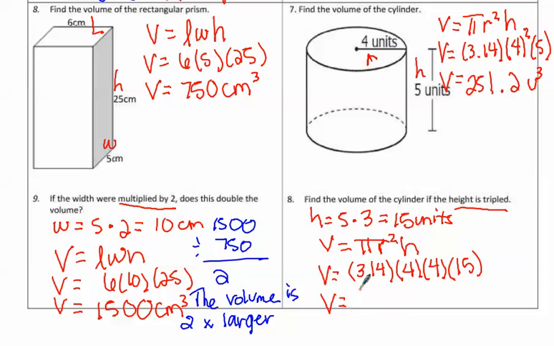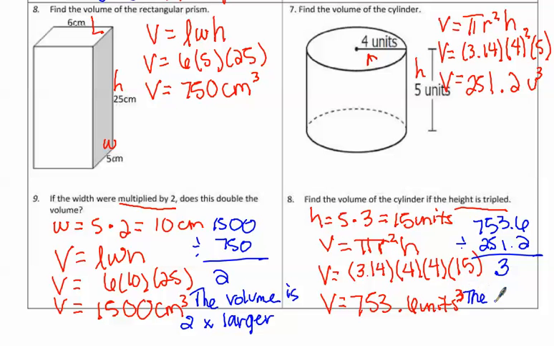When I multiply from left to right, I get 753.6 units cubed. If I divide 753.6 by 251.2, I should get 3, meaning the volume is 3 times larger.